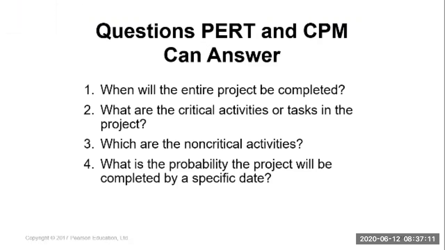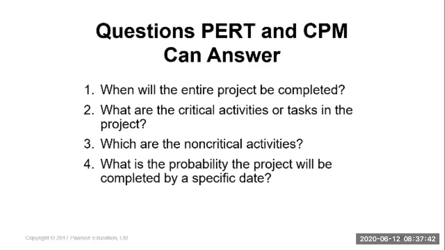Usually in PERT, after you complete the project network, you will answer this kind of question: the project completion time. First, based on the network that you draw, you identify the critical path, which is the longest path. Then you can answer this question: when will the entire project be completed? The project completion time.